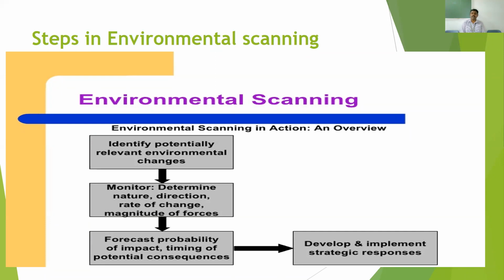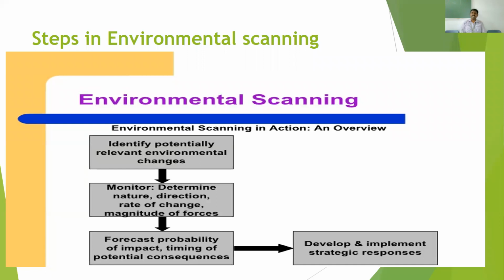So in the process of environmental scanning, the first thing is identify. You should identify the potentially relevant environmental changes. That means either in the micro marketing environment or macro marketing environment, you have to identify what are the changes that happen. Okay, so micro includes the things very close to the organization. It may be the company's mission statement or the policy, whatever may be the case, or the customers, or the competitors, or the public.